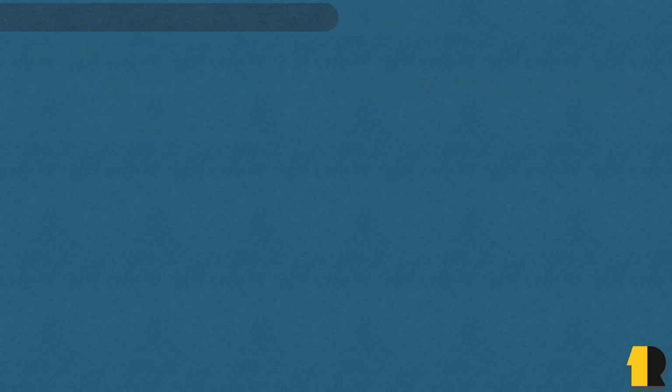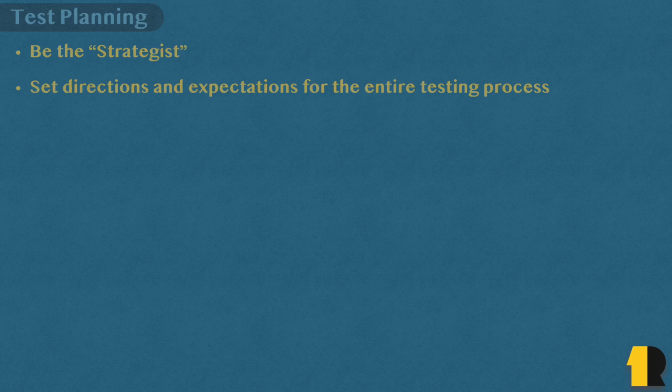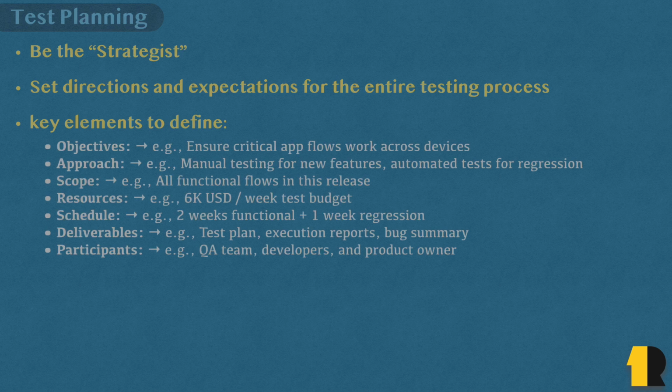So if we look again at test planning, you can see that here we as test managers wear the strategist hats. We are setting up directions and expectations of the entire testing efforts. In test planning, we define a set of criteria to be followed during testing. Objectives are one of them. For instance, we can say that ensuring that our SUT will work smoothly on all devices is a test objective, and we define this objective in test planning.